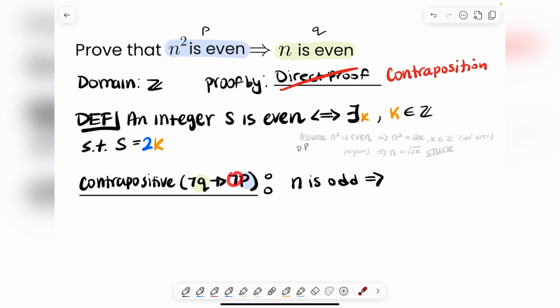So not P is going to be the opposite of N squared is even. What's the opposite of N squared being even? Well, N squared being odd. So not P is going to be N squared is odd.